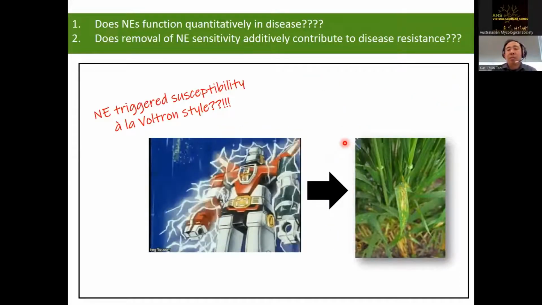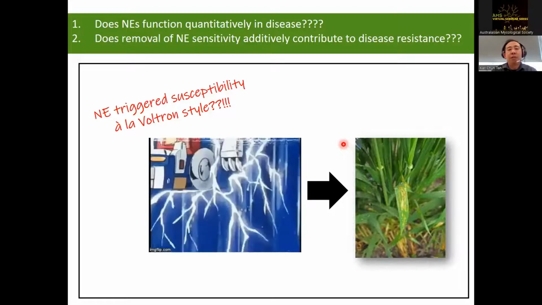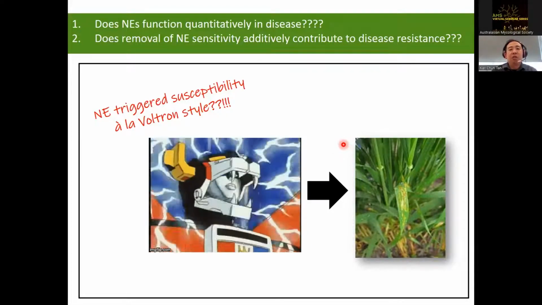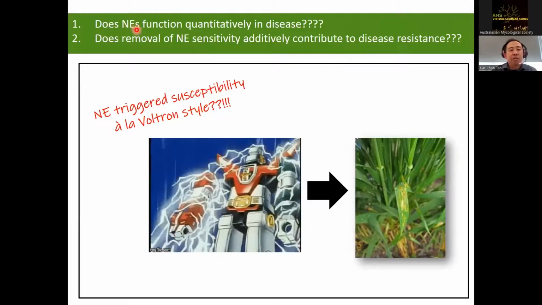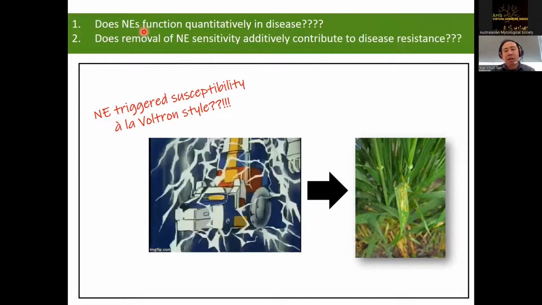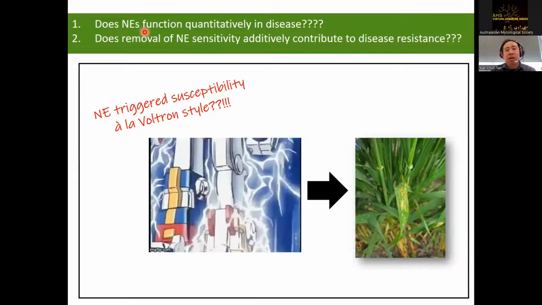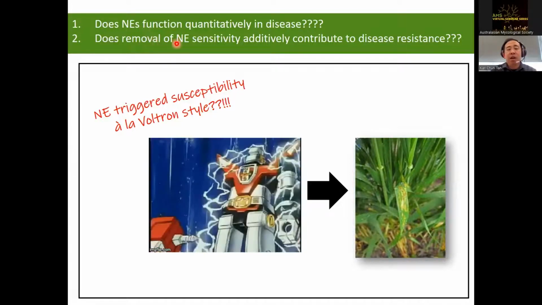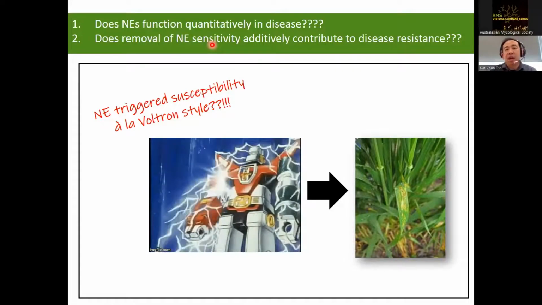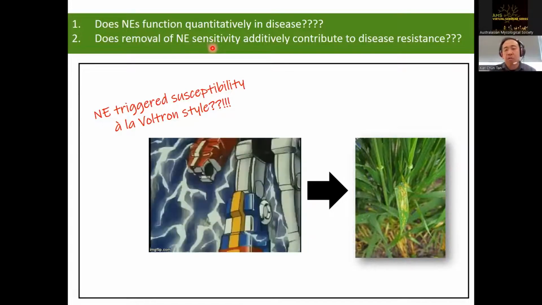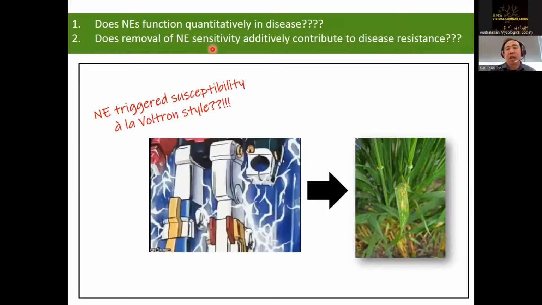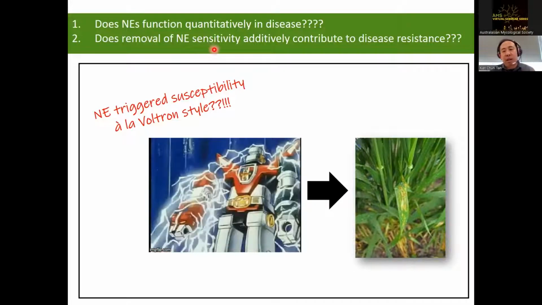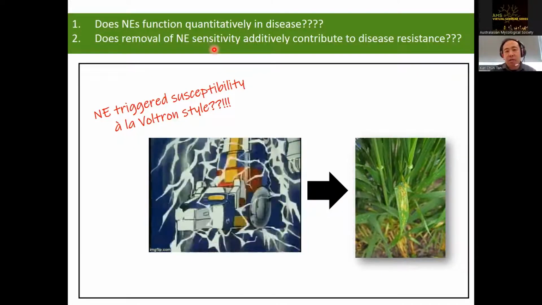Now, this begs the question, because we've got a huge number of effectors produced by the pathogen. I think really the question is, do these necrotrophic effectors function quantitatively in disease? If you have a look on the other side of the coin, and you remove these effector sensitivity genes in wheat, does that additively contribute to improvement in disease? In other words, do these effectors quantitatively work together, or are they functionally redundant?